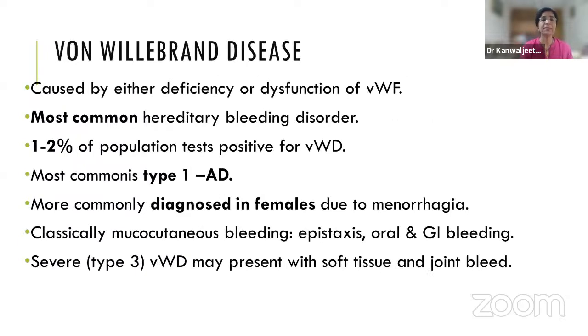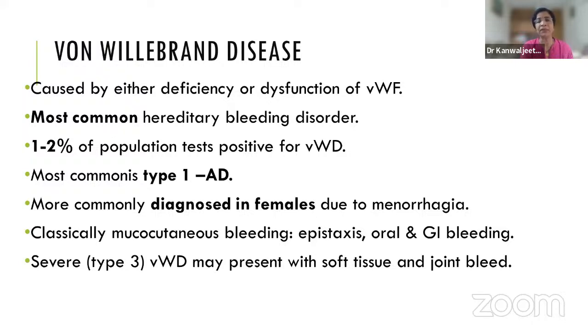The next interesting disease I'm going to talk about is von Willebrand disease. It looks like a dreaded disease if you look at the table, how to diagnose, etc. But it's not like that actually. It is caused by either deficiency or dysfunction of von Willebrand factor. So we have to understand it is either deficiency or dysfunction. It is the most common hereditary bleeding disorder. So 1 to 2% of the population normally tests positive for von Willebrand disease.